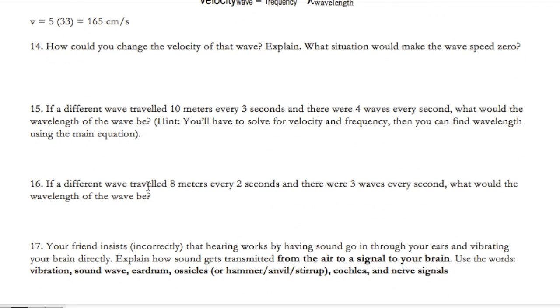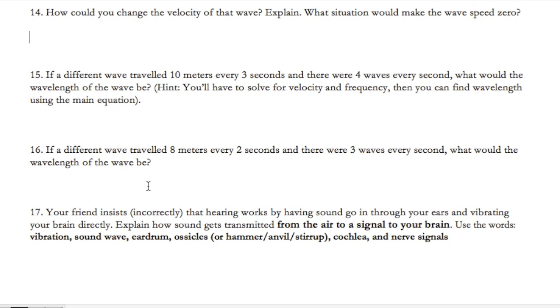So how can we change the velocity of that wave? This is our conceptual idea, by changing the medium, right? And if there was no medium, like space or the inside of an insulated water bottle, then the wave speed is 0.